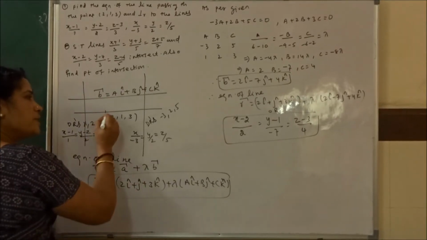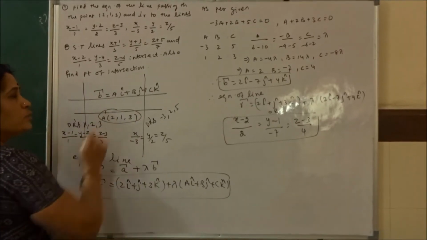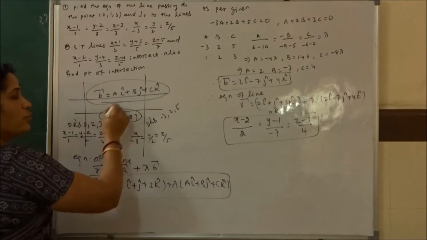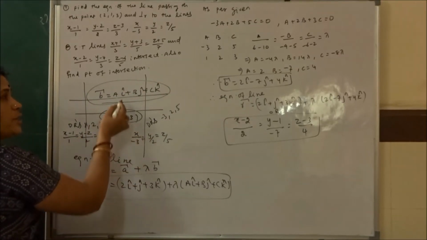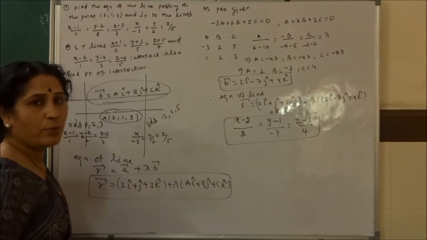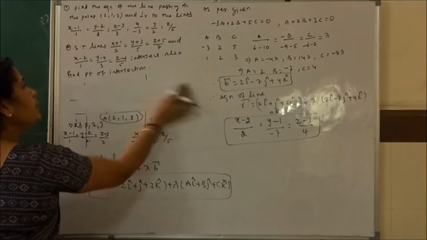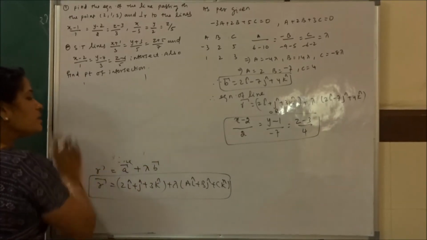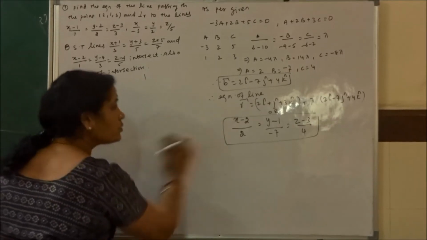The passing point is always given, so you have to find the direction ratio. Using the given condition, how to find the direction ratio, that's what you have to see. Clear? Now let me take another question. This is also one of the most important repeated questions.